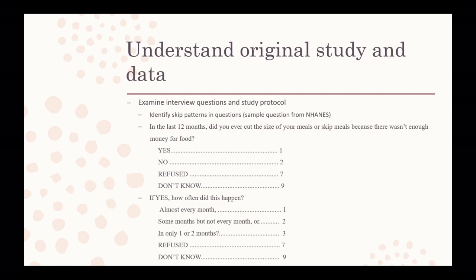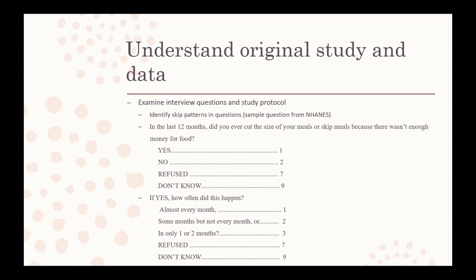So first and foremost, examine the interview questions and the study protocol. Identify if there is a skip pattern in the questions. So this is a sample question from NHANES. As I said, NHANES is the National Health and Nutrition Examination Survey. So the question here is, in the last 12 months, did you ever cut the size of your meals or skip meals because there wasn't enough food or money? And the options are yes, no, refused, which means they refuse to answer, or don't know, which means they probably don't remember. And then you assign a value for each response.